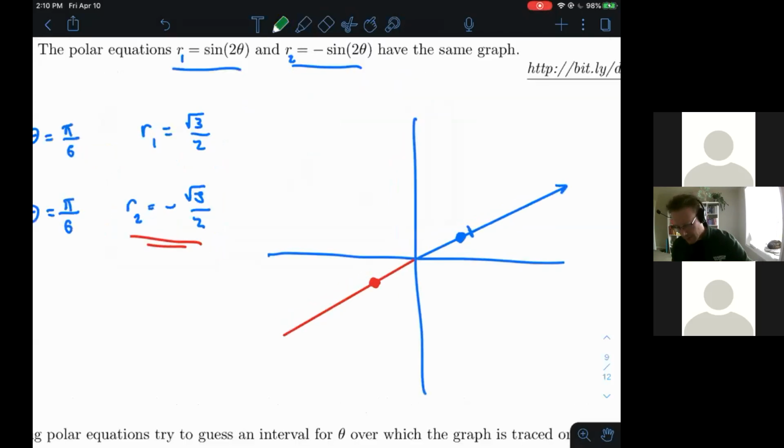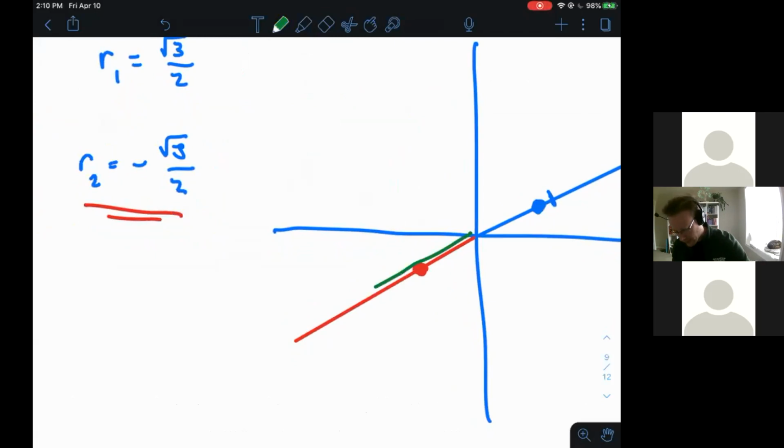Sorry, it's lining right up on top of this. Let's go ahead and see if I can just offset it by a little bit. So if I'm looking in this direction, this is almost like a second chance for R2 to actually hit this point, right? Because again, they're going to have the same graphs if they hit all of the same points.